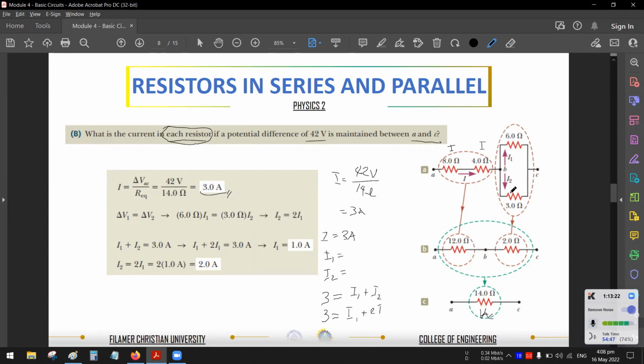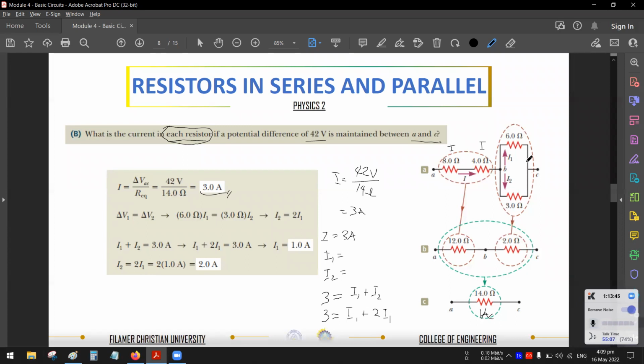Should be twice of your I1. So yung I2 mo pala is twice of I1. So therefore, you can just have your I1 plus 2 of I1. Ayan. So ito yung I2 mo eh. Twice siya ng I1 mo kasi the same sila.